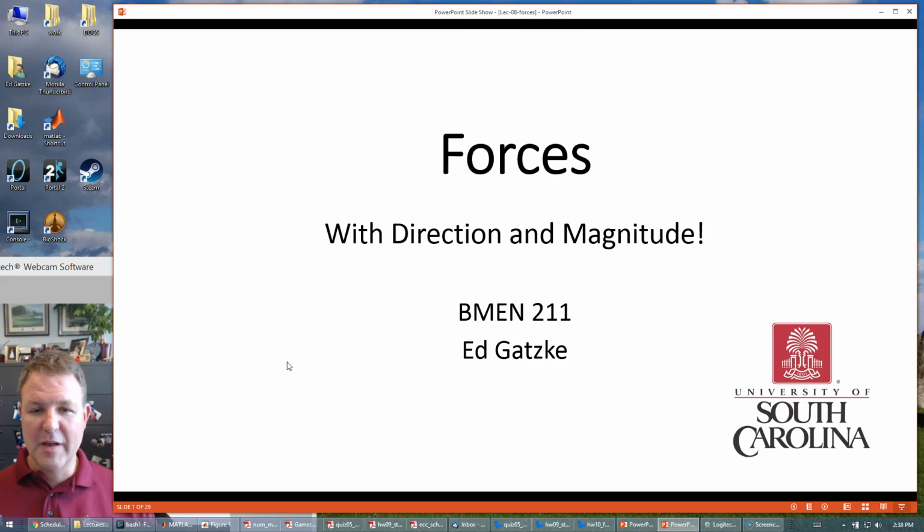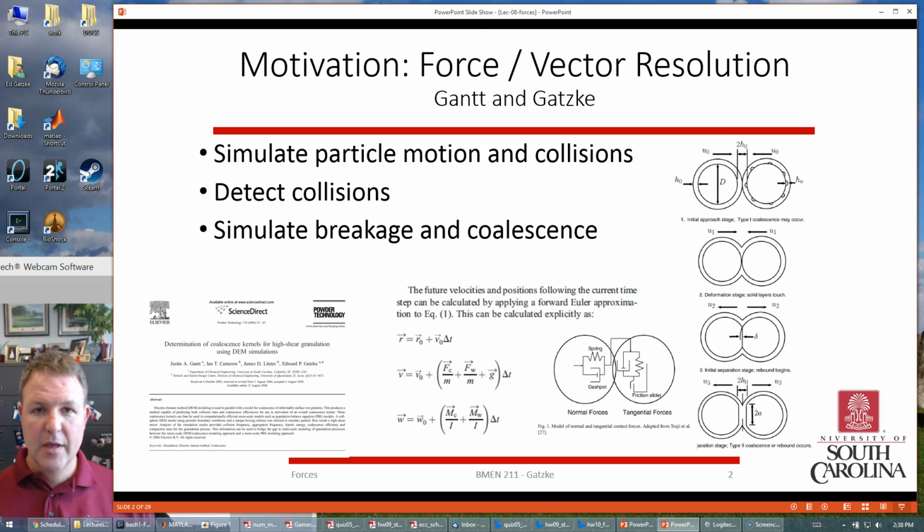Today we're going to start talking about forces, which are very important when talking about mechanical action in biomedical systems. One motivation for this, going back to a particle system we looked at a few years ago: if you have particles hitting each other, you need to figure out the forces at which they are approaching each other. Are they coming in too fast or too slow? If they come in too hard, they may break the particles apart. If they come in at the right speed, they may actually coalesce to make a larger particle.